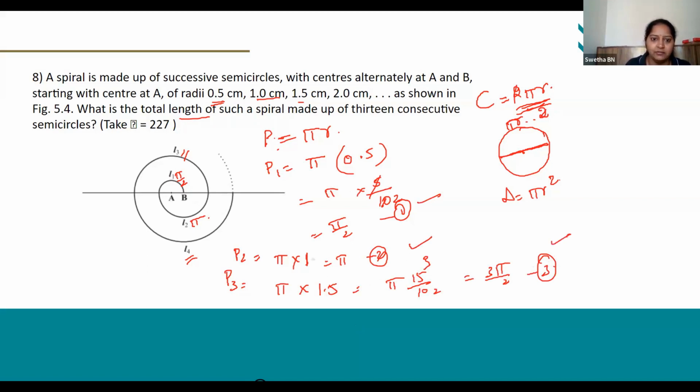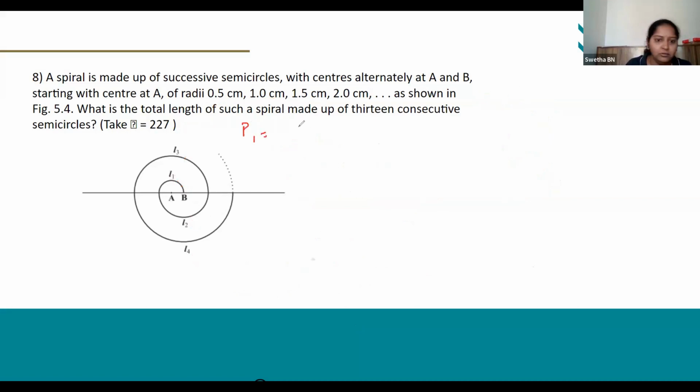I will write once again. So P1 is equal to pi by 2 and P2 is equal to pi, and P3 is equal to 3 pi by 2. You can keep the perimeter in fraction form or in decimal form, no problem. See, these are the terms. So which is the first term here? First term is pi by 2.